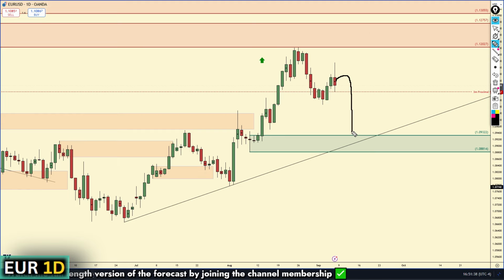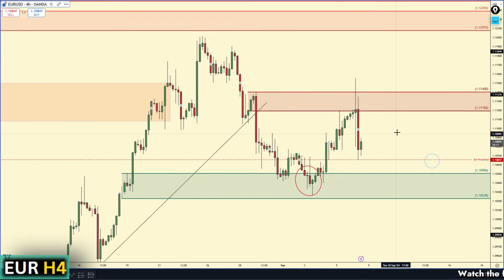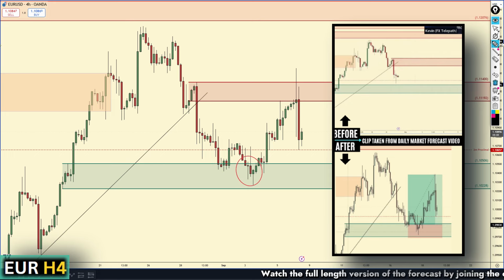Even if we do get a pullback, I welcome it on the daily chart down to 1.09. It would be a decent little pullback entry. And we actually caught a beautiful 4-hour demand zone trade from down here. This was called out in the daily market breakdown video. Well over 3-to-1 was hit.